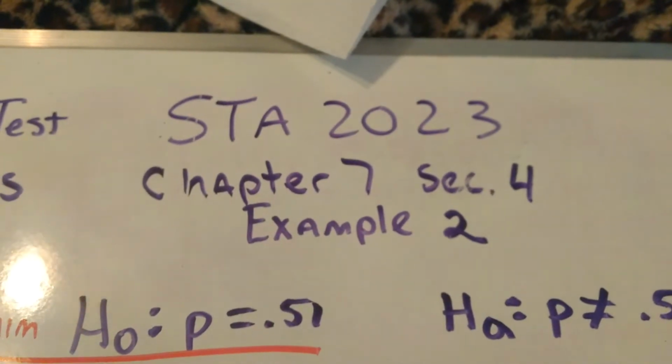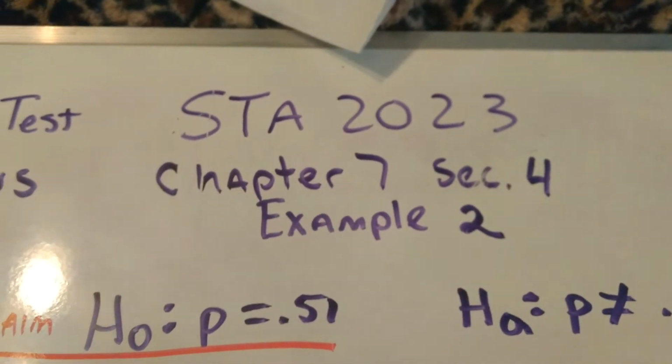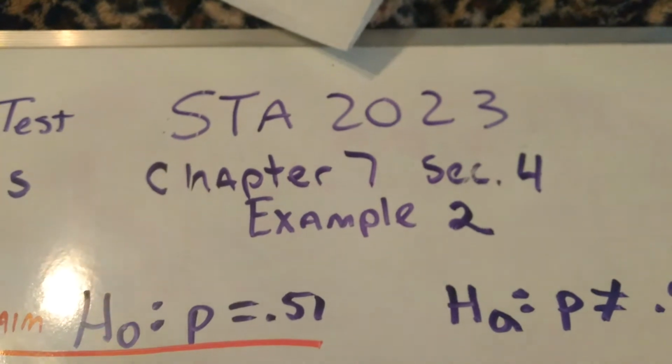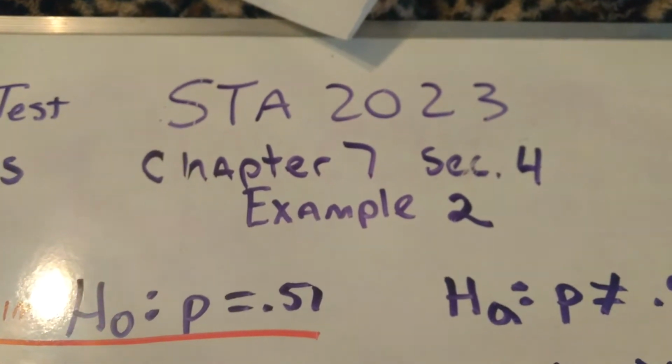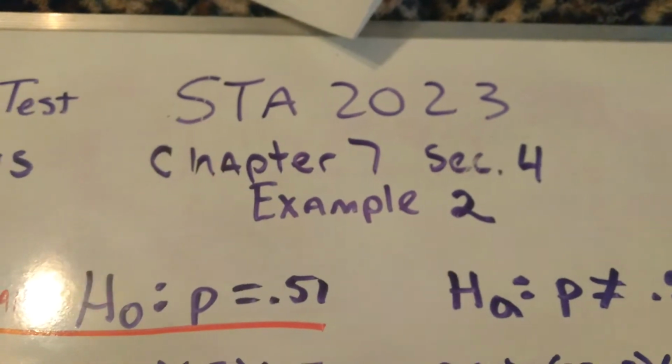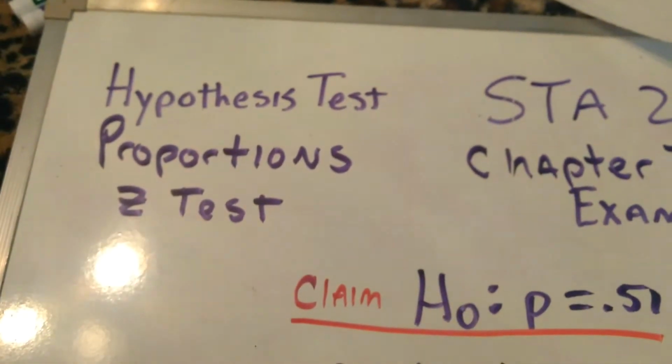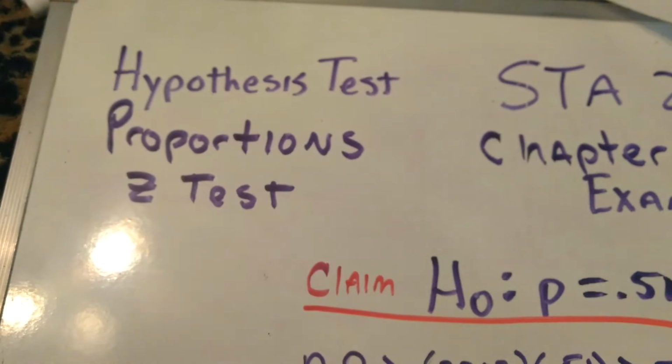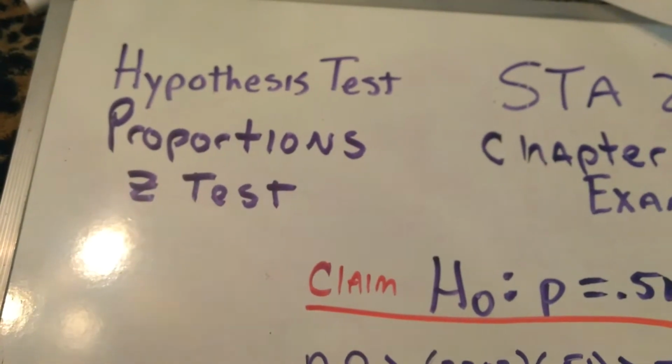This is for Stats 2023. This is Chapter 7, Section 4, which is the last one. This is Example 2, really the only major example in this particular work. This is hypothesis testing. This is the last test with proportions, but it's still a z-test.